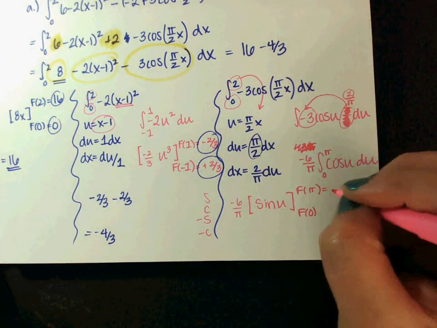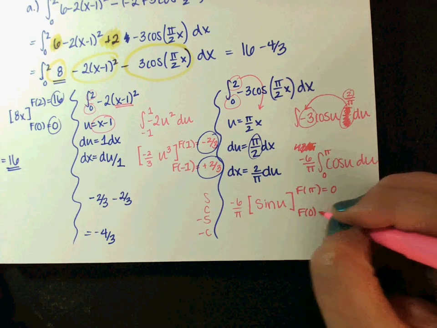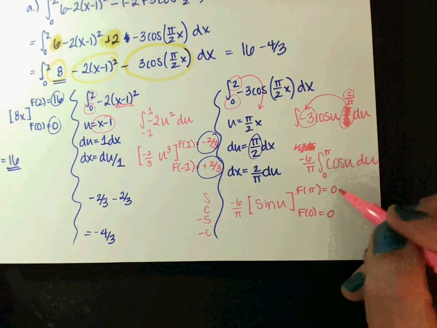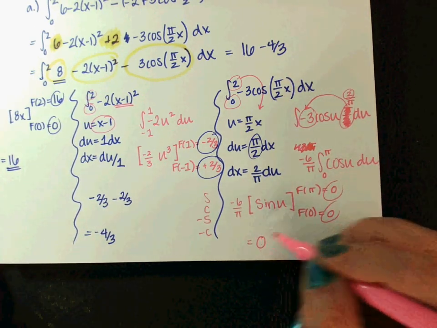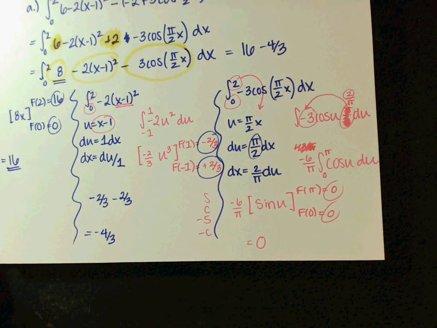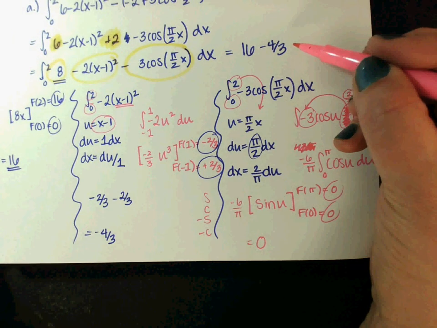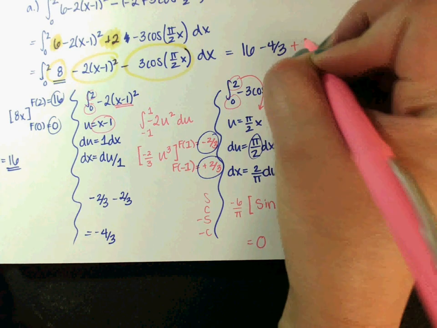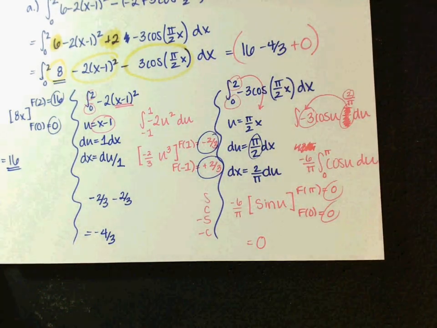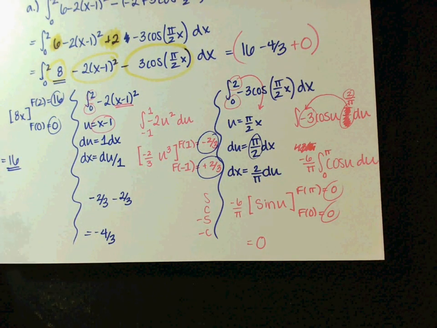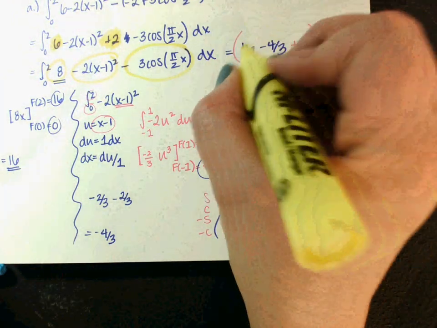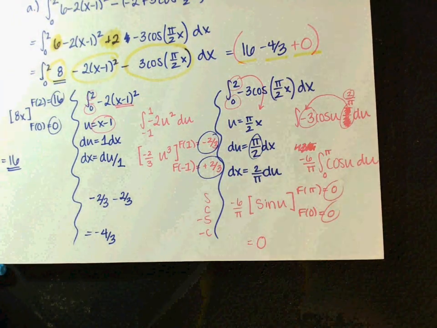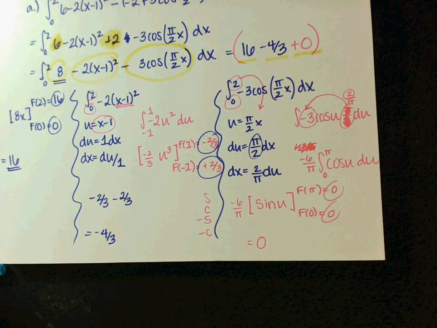But the sine of pi is 0. Sine of 0 is 0. So when I subtract these two, I'm going to get 0 for that third integral. So you can put a plus 0 on your final value if you want to. Totally up to you though. But you did have to break that up into 3 separate integrals, which is what kind of made part A take forever. Okay?